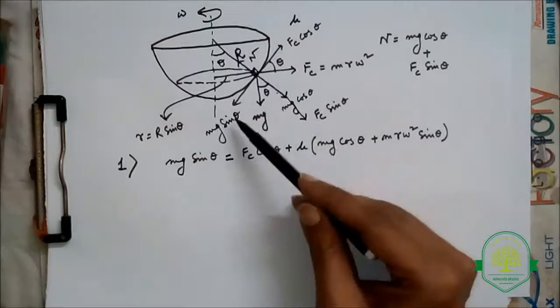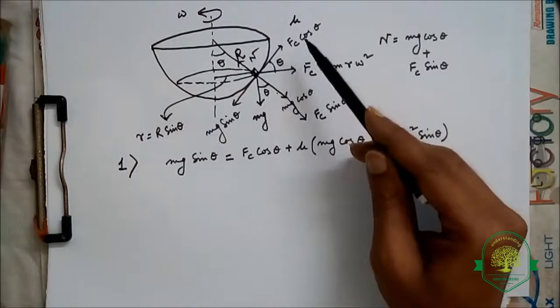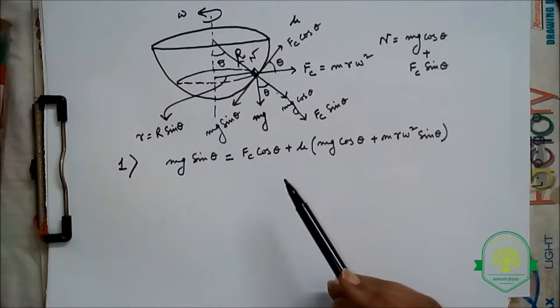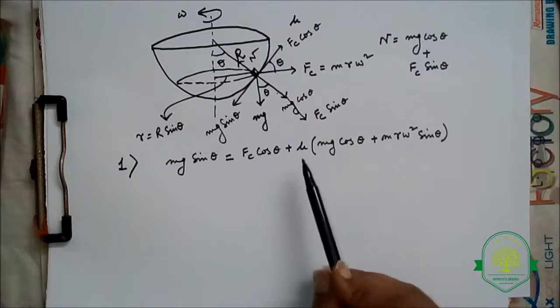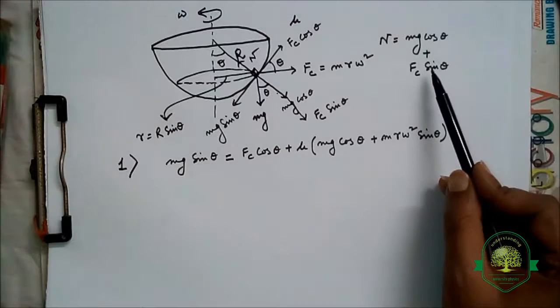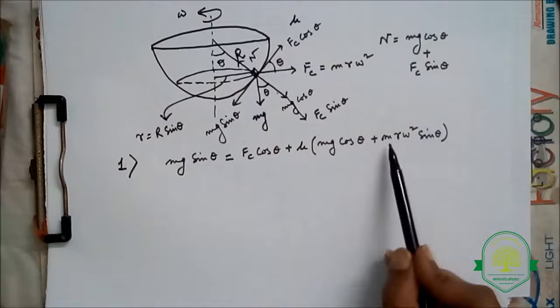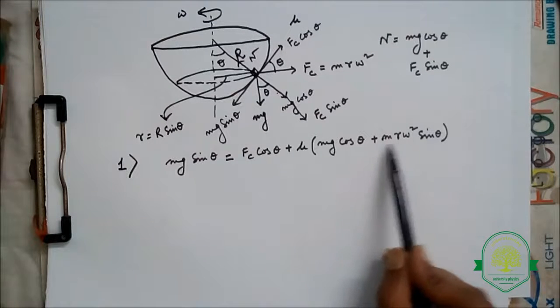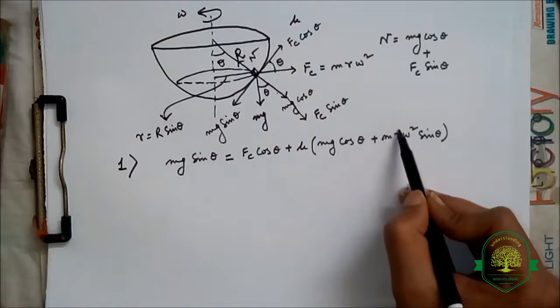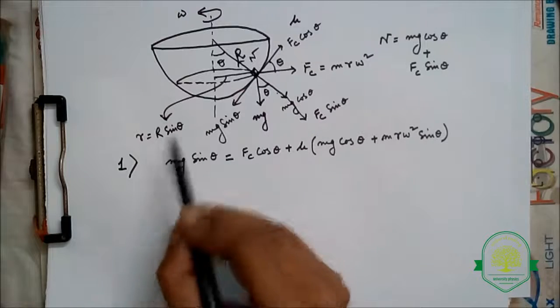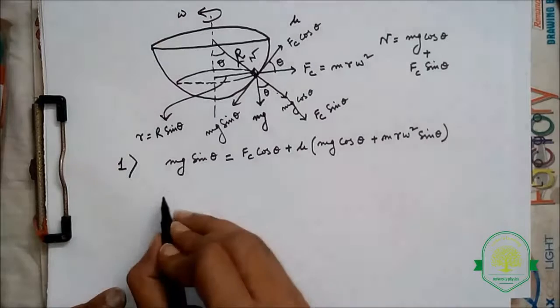So mg sine theta equals Fc cos theta plus frictional force, mu times normal reaction. Mu times normal reaction is this. I've just substituted the expression for the centrifugal force, although we still have to substitute the expression for small r, which is capital R sine theta.